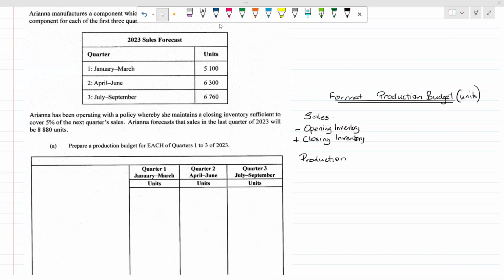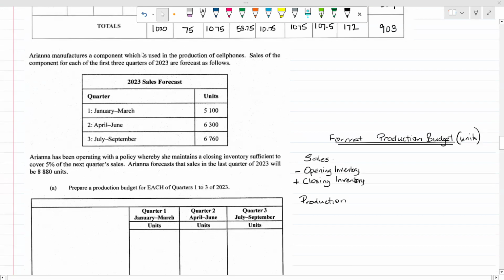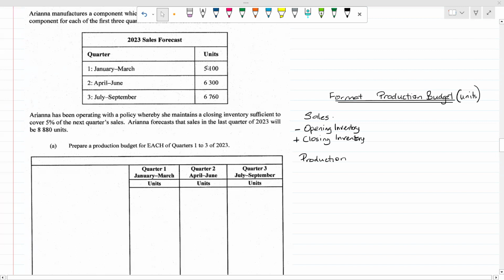All right, so we're looking at another question. Ariana manufactures a component which is used in the production of cell phones. Sales of the component for each of the first 3 quarters of 2023 are forecast as follows. During the month of January to March, they anticipate that they're going to sell 5,100 units. Between the next quarter, April to June, 6,300 units. And between July to September, 6,760 units. These are units, right?